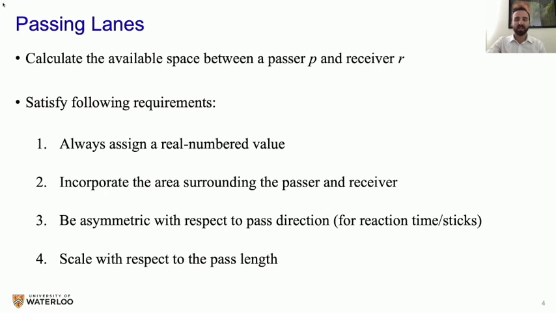We previously identified a passing lane as the available space between a passer P and receiver R, and identified that a passing lane should always assign a real numbered value, incorporate the area surrounding the passer and receiver, be asymmetric with respect to the pass direction to account for possible reaction times and sticks, and scale with respect to pass length.